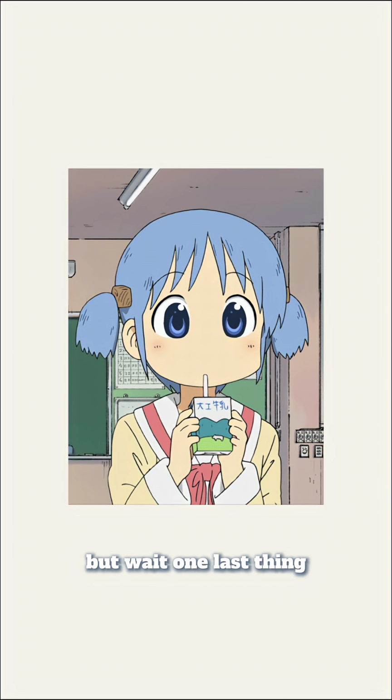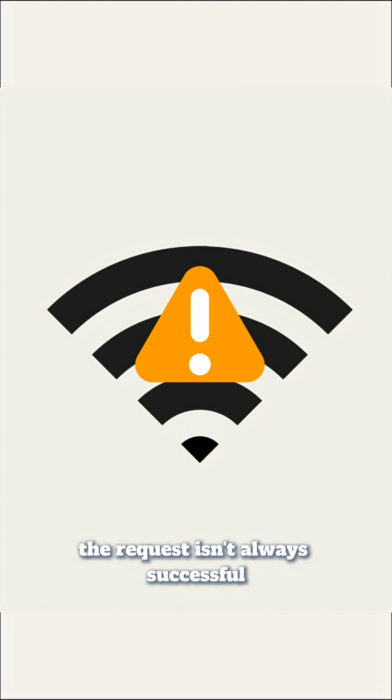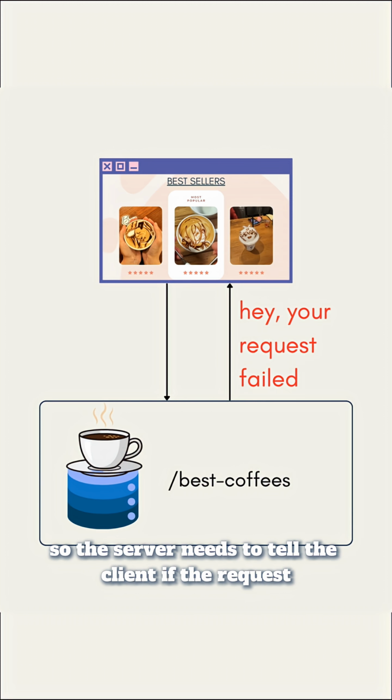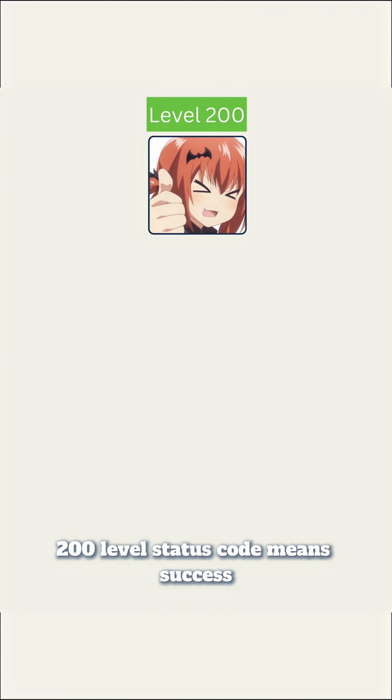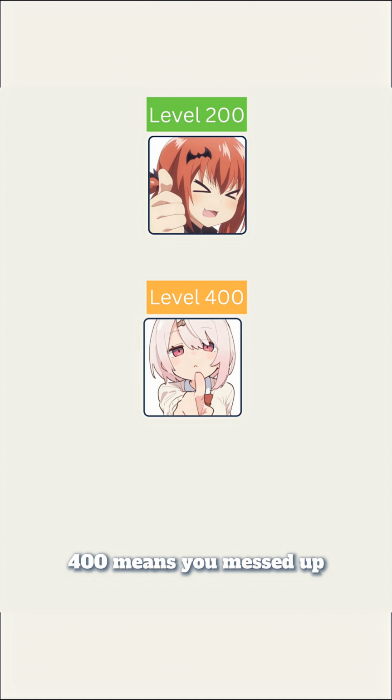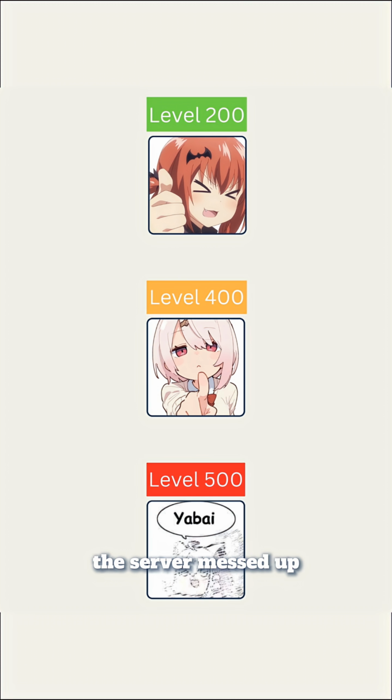But wait, one last thing. The request isn't always successful. So, the server needs to tell the client if the request worked or not. It does that by using a status code. 200 level status code means success, 400 means you messed up, and 500 means the server messed up.